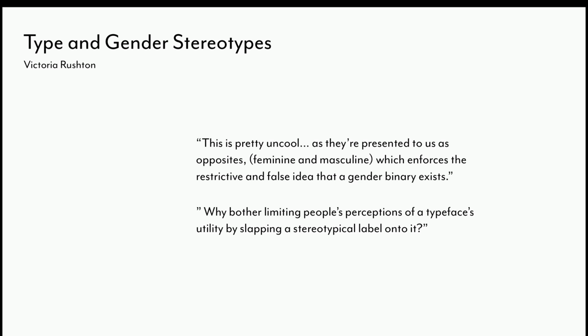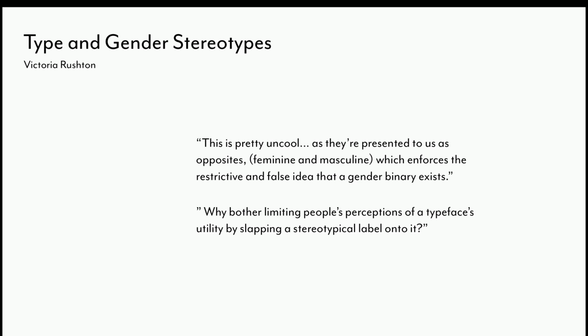Last, gendering typography is a harmful thing to do and can be understood in Victoria Rushton's article on the Alphabet's website called Type and Gender Stereotypes. Gendering things as masculine and feminine is uncool. As Victoria Rushton says, "This is pretty uncool, as they're presented to us as opposites, which enforces the restrictive and false idea that a gender binary exists." This indicates that gendering encourages society furthermore to see things in binary, which then leads to the exclusion of non-binary people who do not conform to the binary gender roles or stereotypes assigned by society.